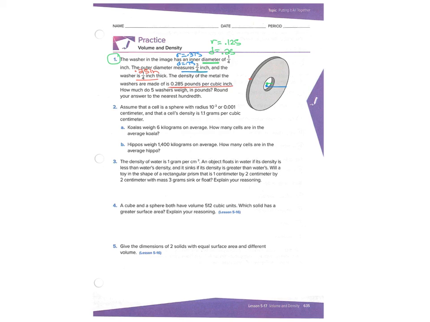So I'm going to be thinking about my density equals mass over volume. Here I'm going to be solving for my mass. I know my density, it's 0.285, and I can figure out my volume. So let's find my volume. First of all, I need a little bit of space to work. The total volume is going to be equal to my whole thing minus the inside part.